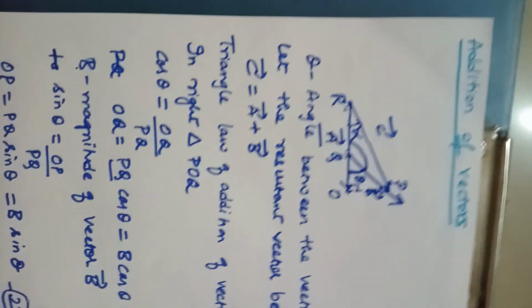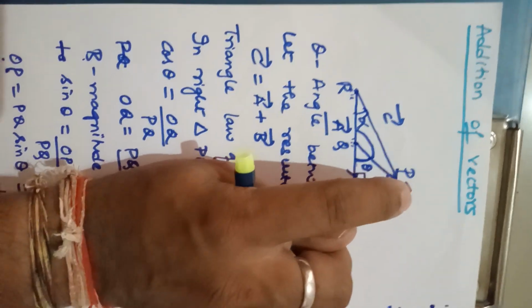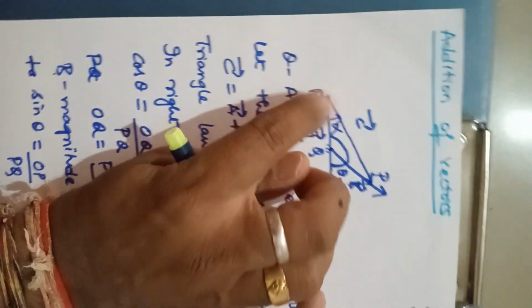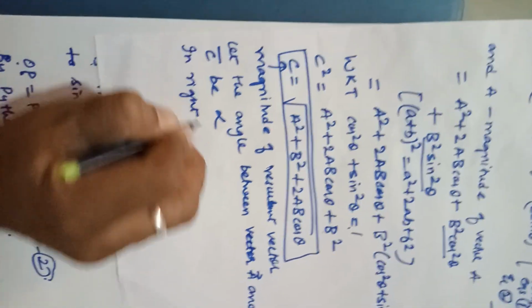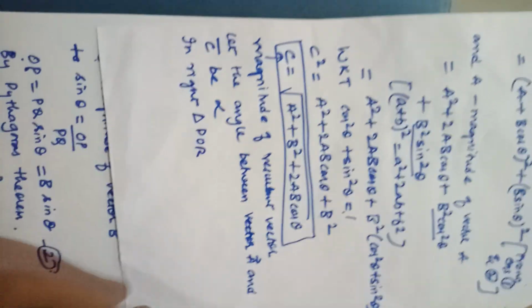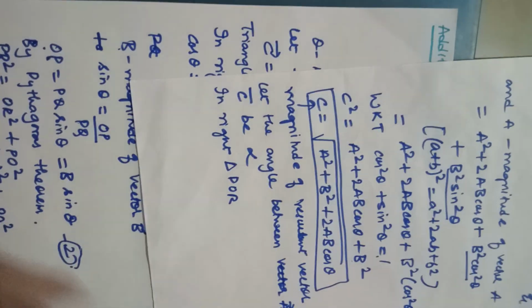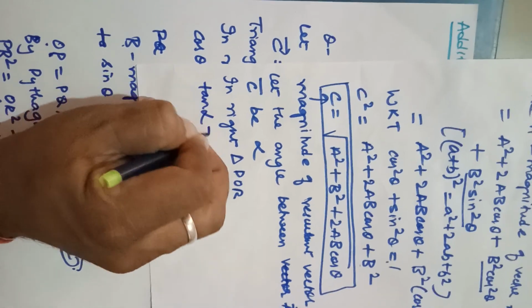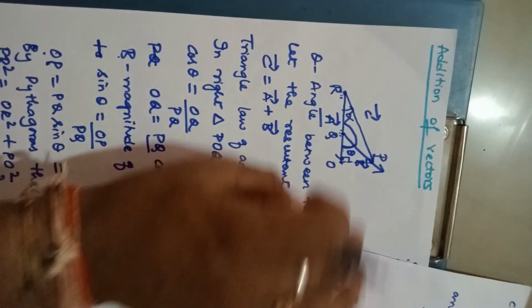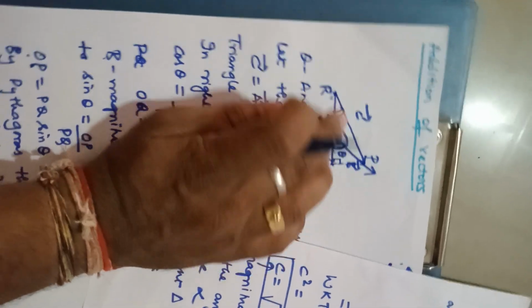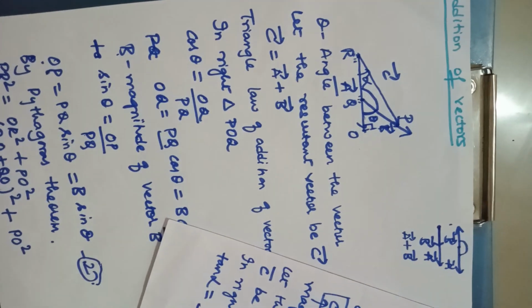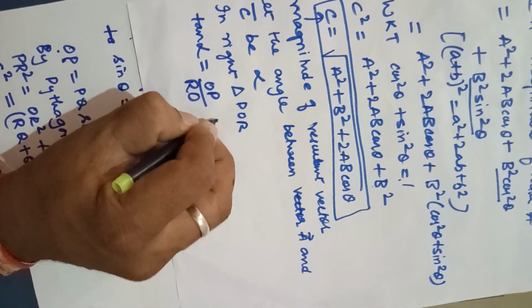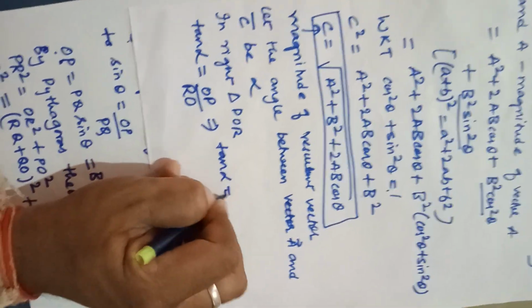For that, again we shall take this right triangle only. In right triangle POR, tan alpha will be opposite by adjacent. In general, tan is opposite by adjacent. Opposite is OP, adjacent is RO. So tan alpha will be equal to, what is OP?